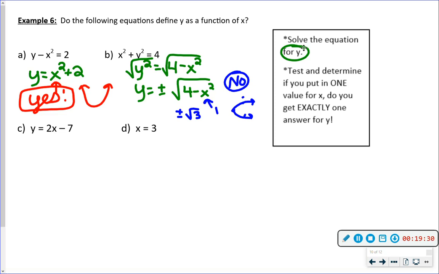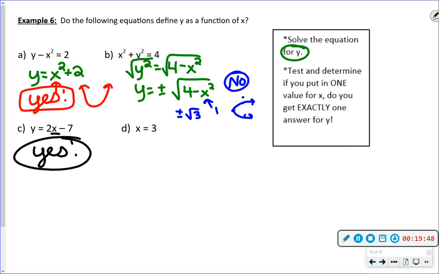All right, let's test letter C. So if I put a number in for x, let's say I put 1 in. 2 times 1, yep, I get 1 answer out. 0 in. Yep, I get 1 answer out. -5 in. Yes, I will get 1 answer out. This is a function.